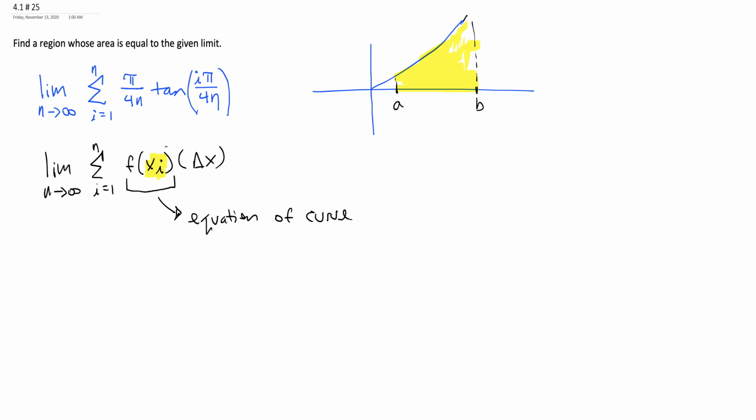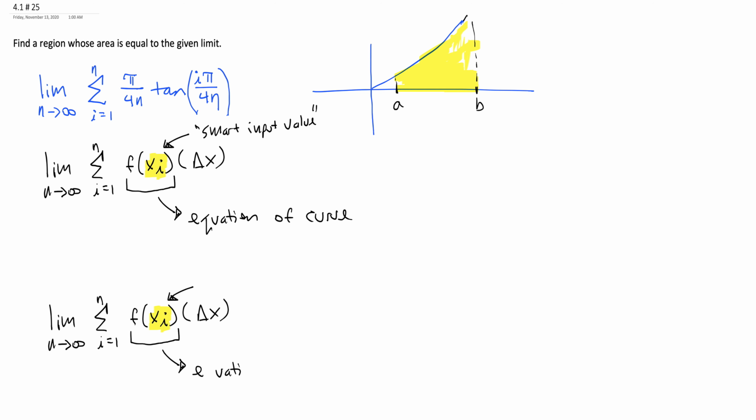And xi is a very smart input value, and I'll explain that in a second. And delta x is the width, I'll explain that right now actually. So I'm going to rewrite this whole thing. Actually, I'm just going to copy it, and do this again.